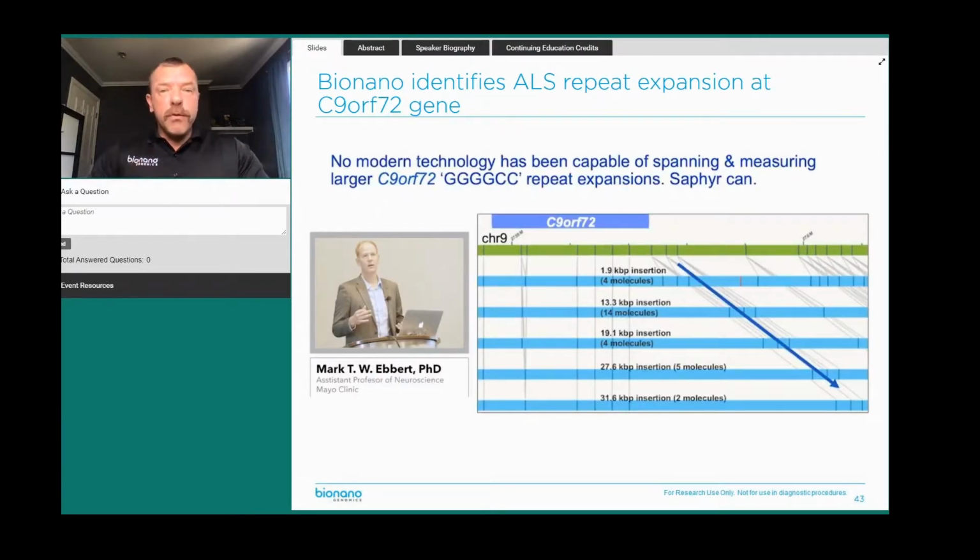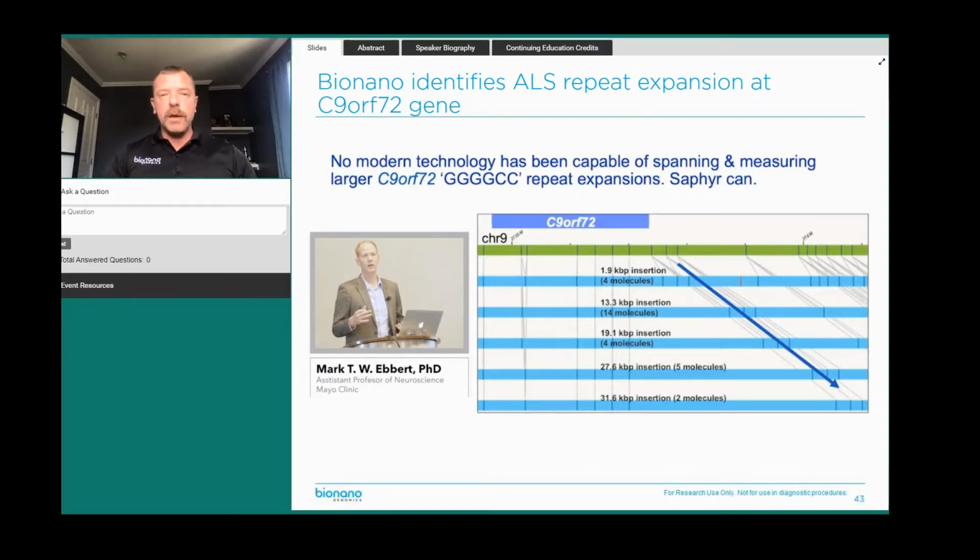Mark Ebert, who's also a speaker at the symposium, used our technology to identify a repeat expansion at the C9ORF72 gene, which is one of the causes of ALS. What you're looking at here is a number of alleles, a number of maps that were built by our system with various sizes of the insertion. You see that the spacing between these labels from top to bottom increases all the way to a 32 kb insertion. And we see several molecules supporting each of these expansions.